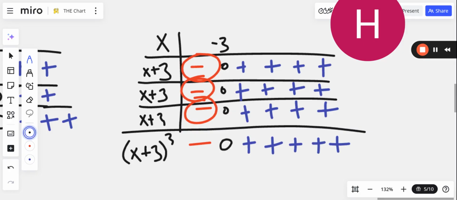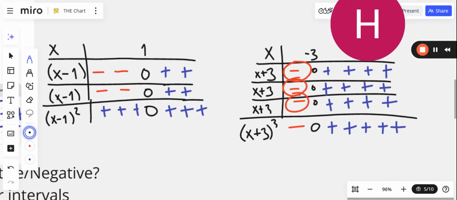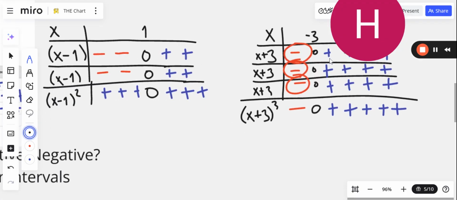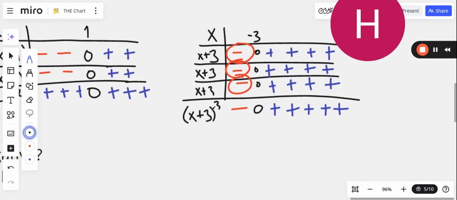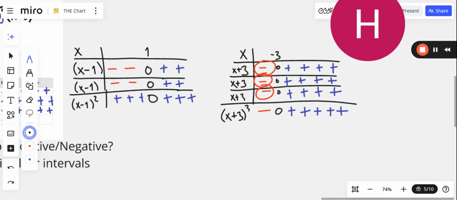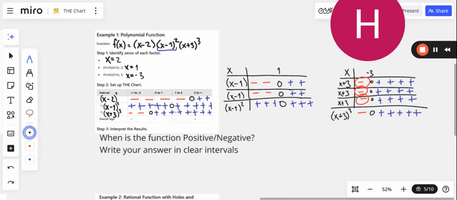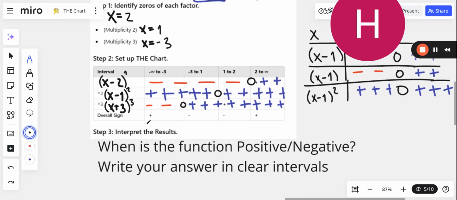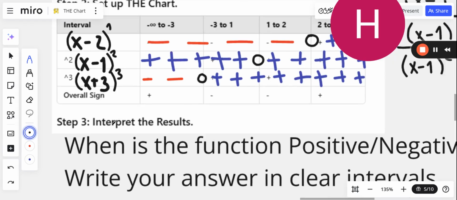So you kind of observe this behavior, that if it has an even power, it's going to stay positive on both sides of the 0, and if it has an odd power, then it's going to be switching. It's going to flip. And if this were a negative on the inside, it would flip everything just like we saw in the single factor case. All right, so let's talk about the overall signs here.